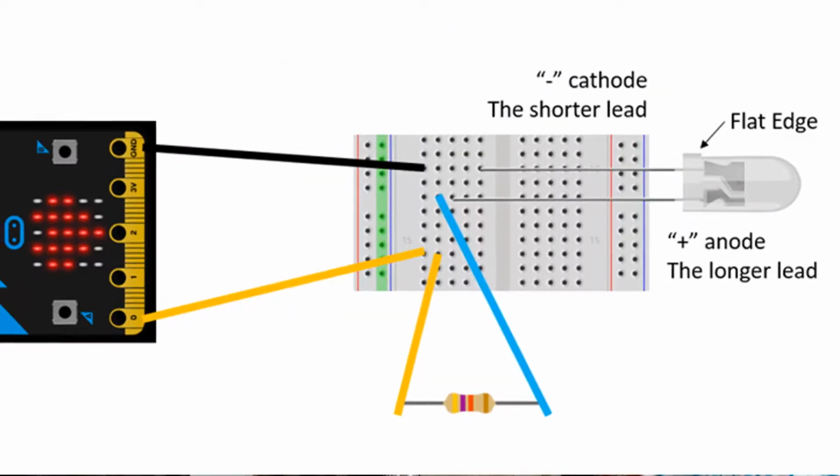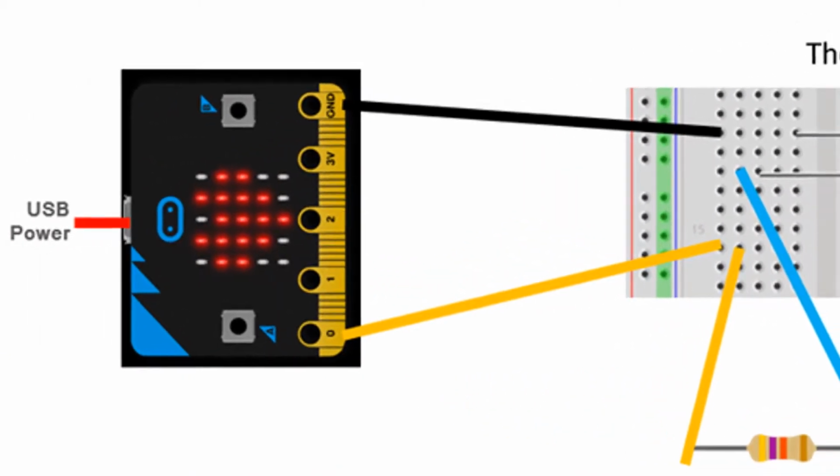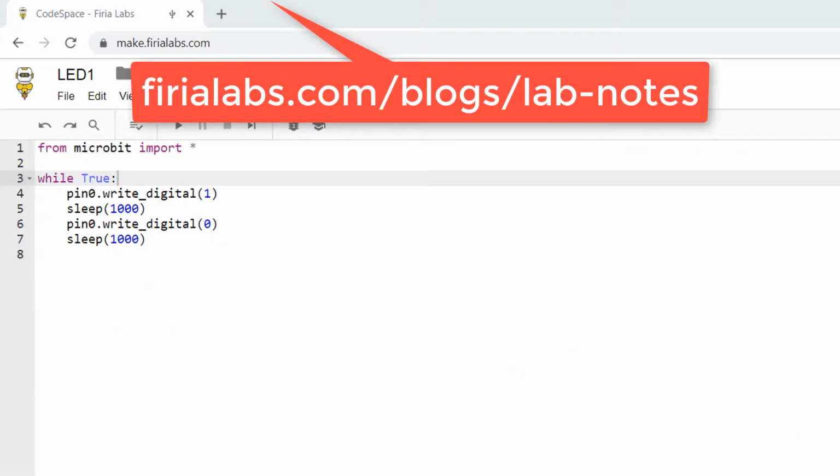You can pick any output pin you like. I'm using pin 0. As you can see, I'm also connecting the ground to one side of the LED. Check out our blog for more details on the connections. Let's take a look at the code.